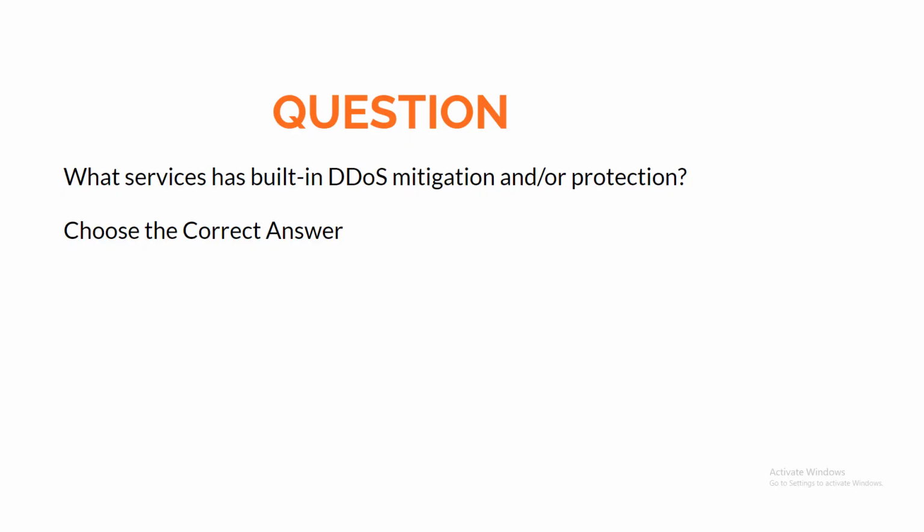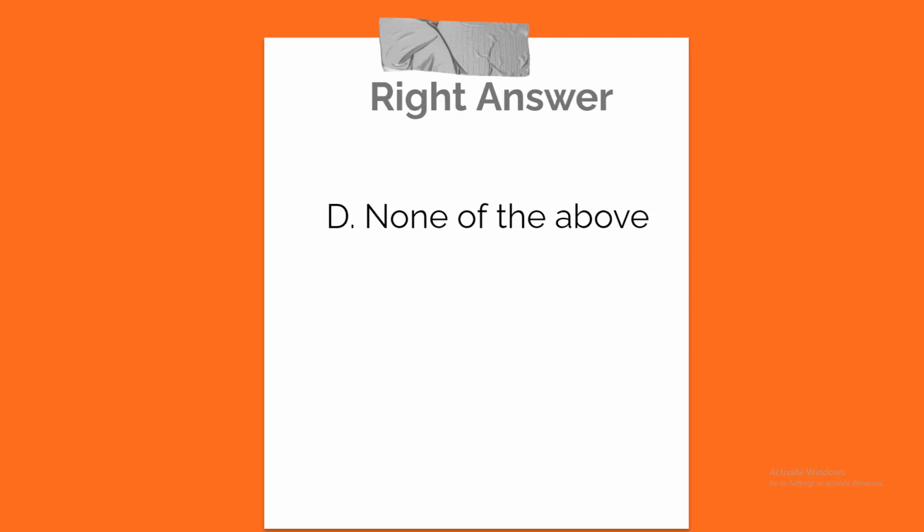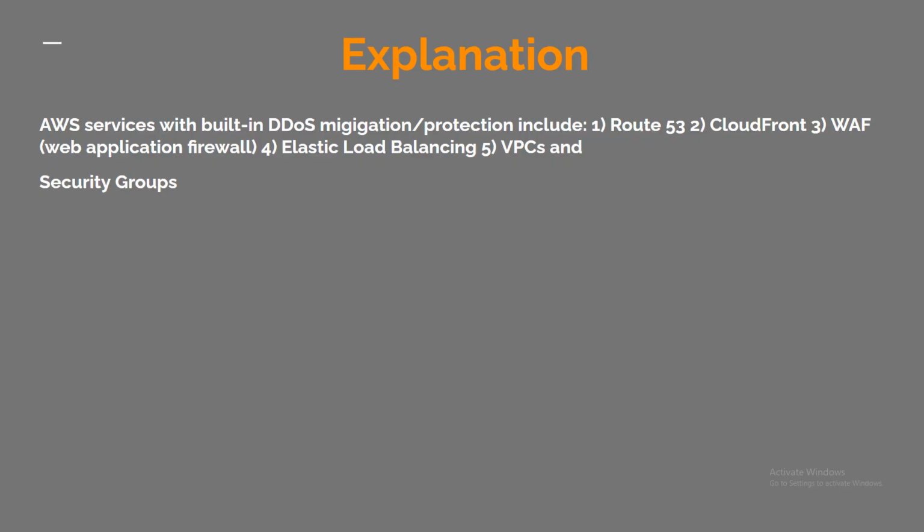Question. What services has built-in DDoS mitigation and/or protection? Choose the correct answer. A. EC2. B. RDS. C. SNS. D. None of the above. Answer. D. None of the above. Explanation. AWS services with built-in DDoS mitigation/protection include 1. Route 53. 2. CloudFront. 3. WAF, Web Application Firewall. 4. Elastic Load Balancing. 5. VPC and security groups.